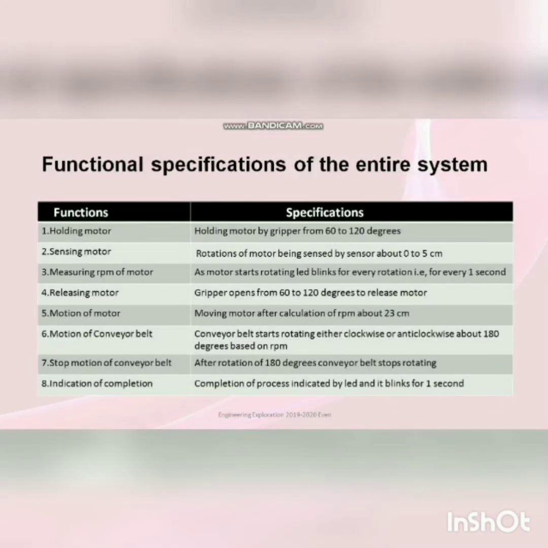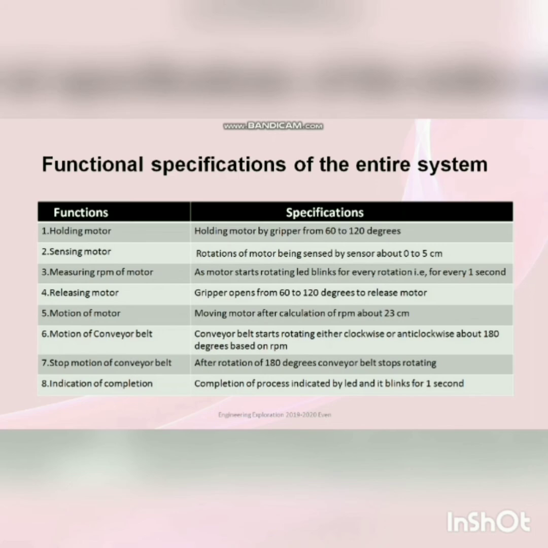And here are some functions and specifications of the entire system. First one is holding the motor. Holding the motor by the gripper from 60 to 120 degrees, and sensing the motor. The rotation of the motor is sensed by the sensor at about 0 to 5 cm. And the third one is measuring the RPM of the motor. As the motor starts rotating, the LED blinks for every rotation, that is, for every 1 second.